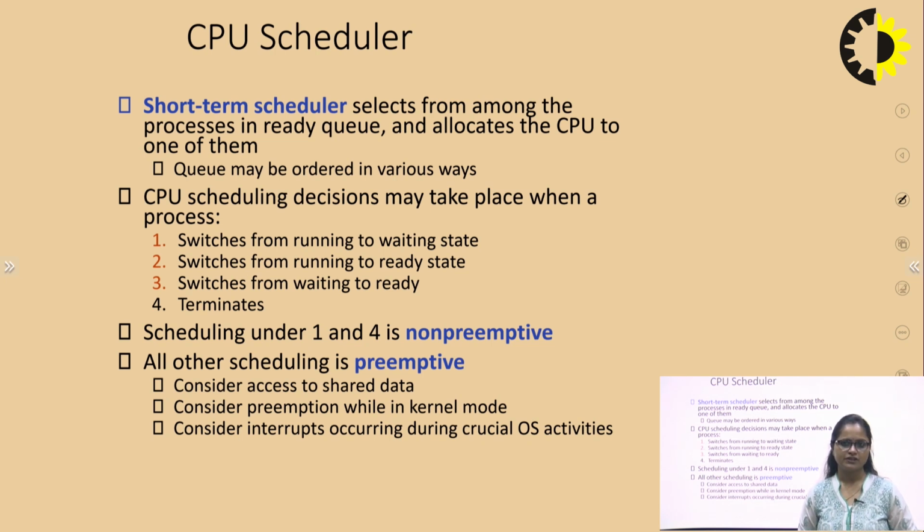Similarly, switching from waiting to ready is the same case, where the process is in waiting state and has completed its input output work, and it needs the CPU. So then it comes to ready. All other scheduling is preemptive, considering access to shared data, considering preemption while in kernel mode, and considering interrupts occurring during crucial OS activities.